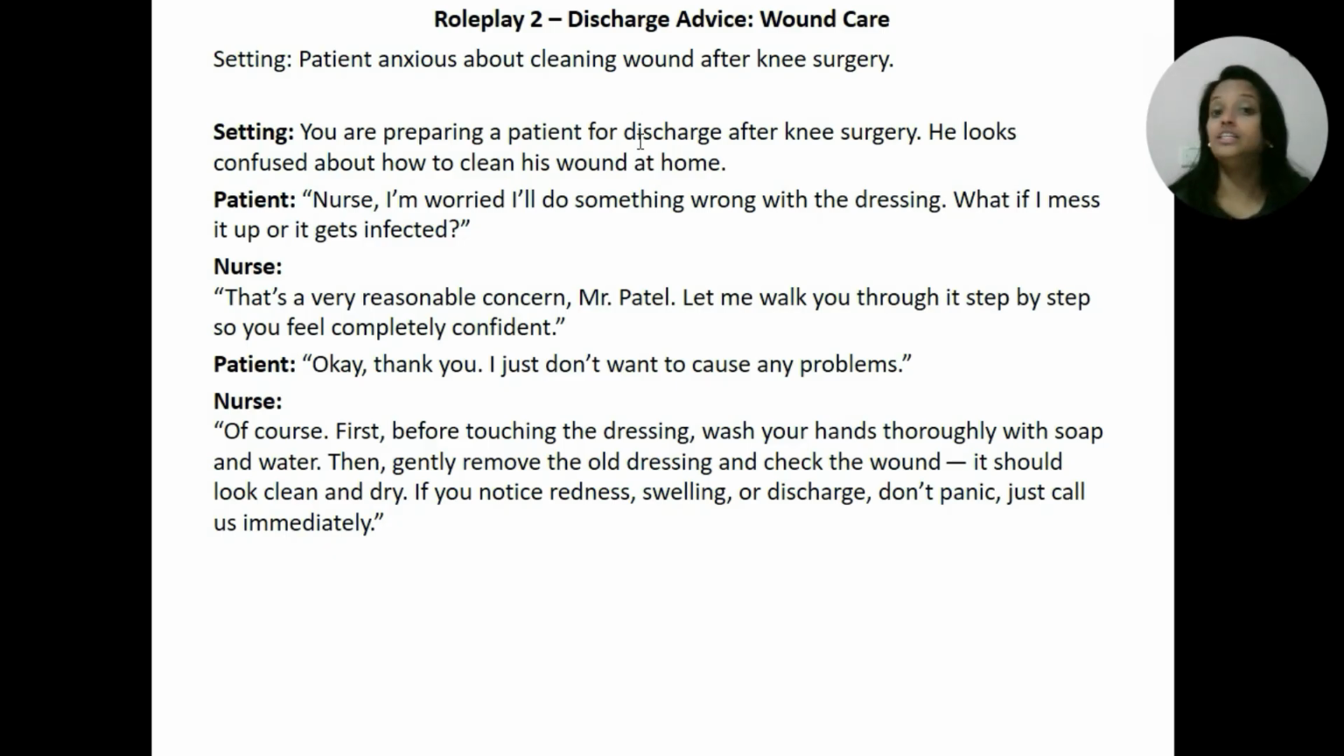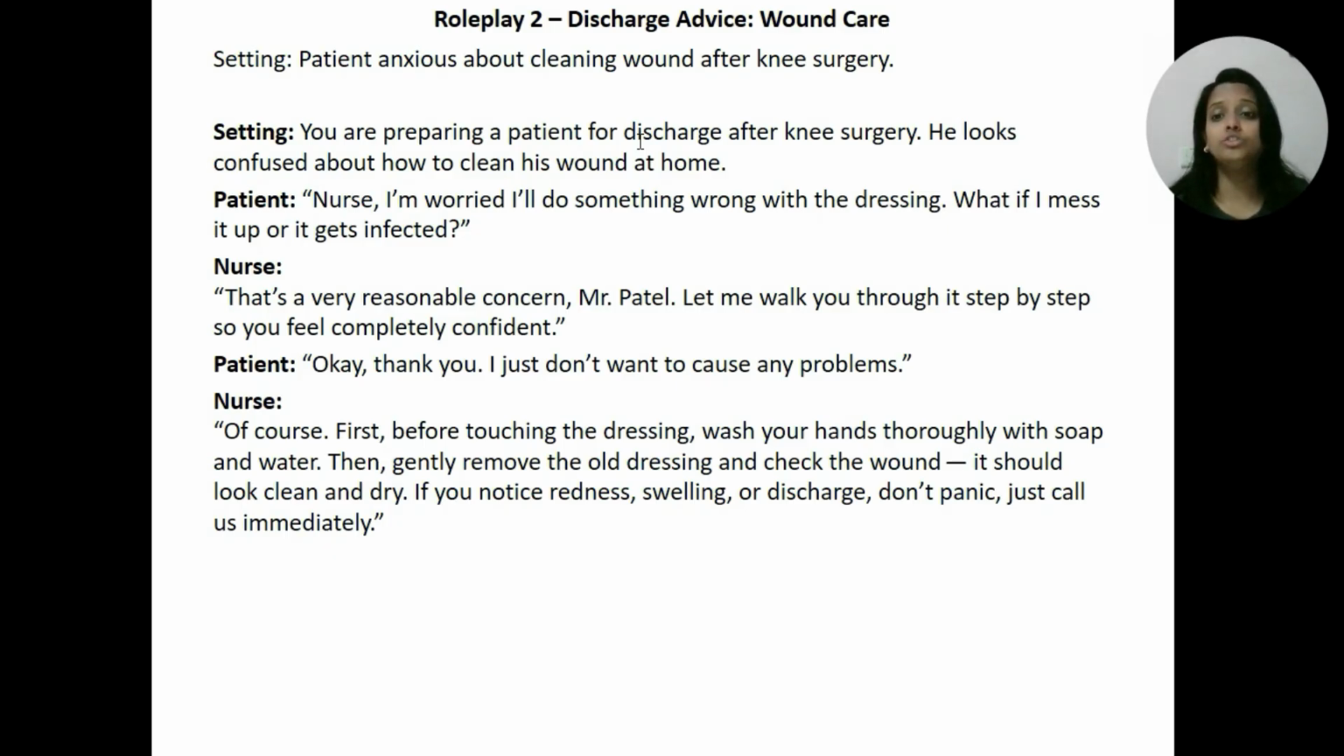Remember, this test is not just about fancy vocabulary. It's about connection, clarity, and compassion. Always acknowledge the patient's emotion first. Then you can explain clearly using simple, structured sentences. Reassure without sounding robotic and check understanding in a very natural way.